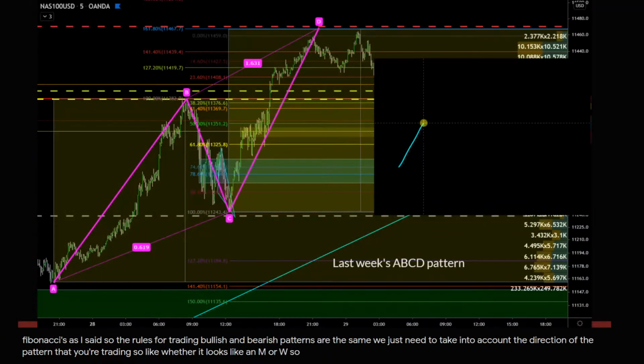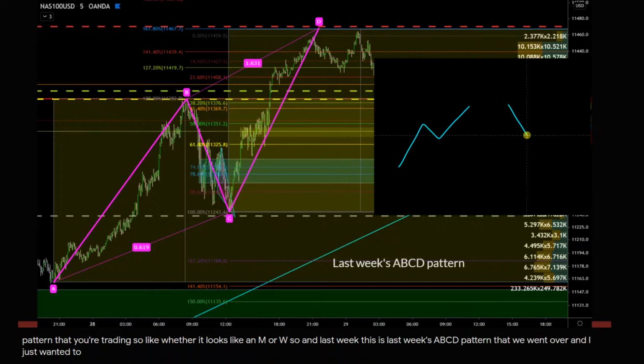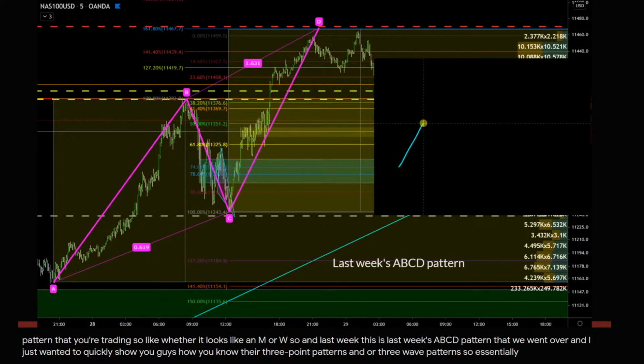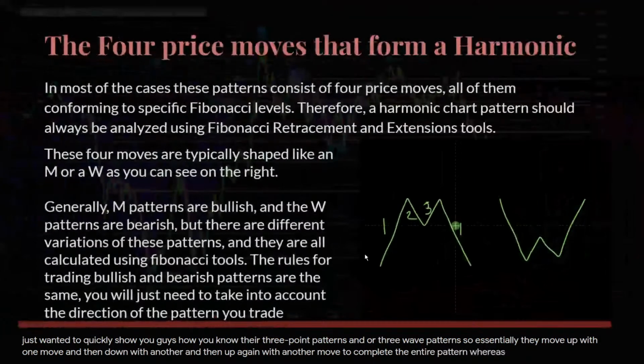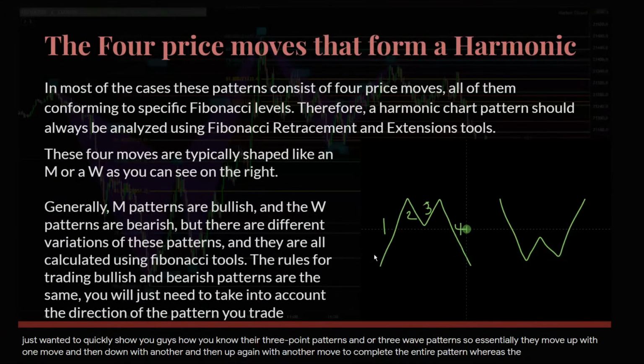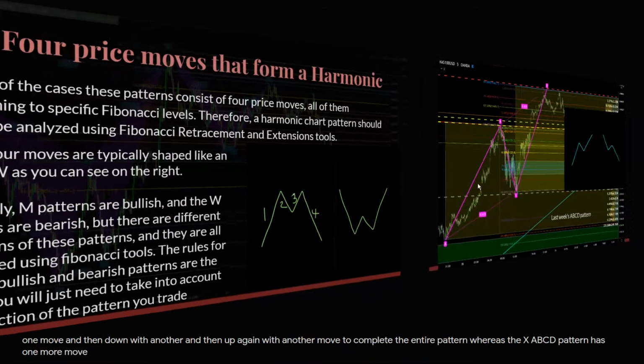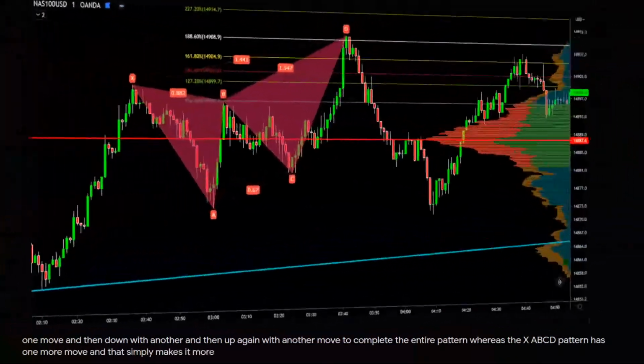So just as a quick brush up from last week, this is last week's ABCD pattern that we went over, and I just wanted to quickly show you guys how they're 3-point patterns, and or 3-wave patterns. So essentially, they move up with one move, and then down with another, and then up again with another move to complete the entire pattern. Whereas the XABCD pattern has one more move, and that simply makes it more advanced.